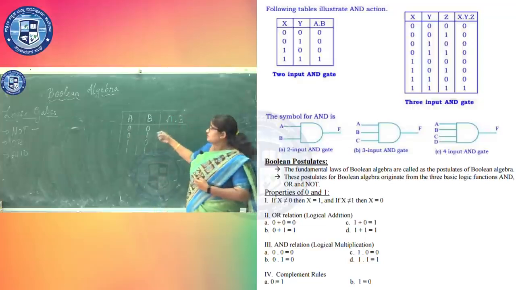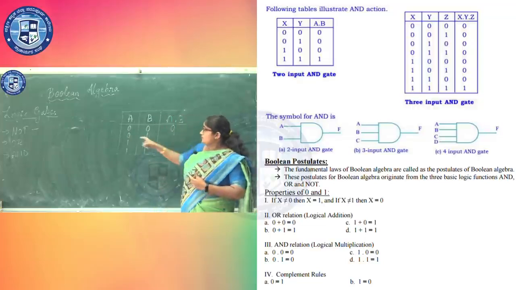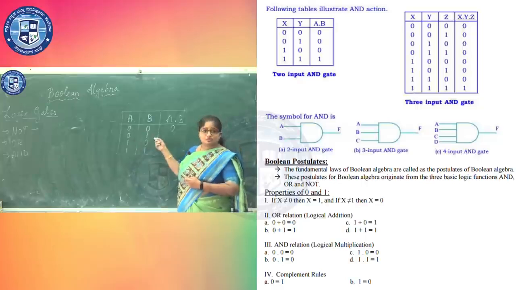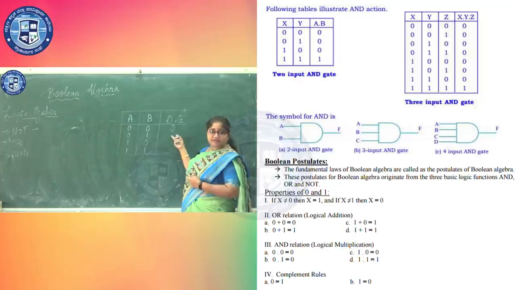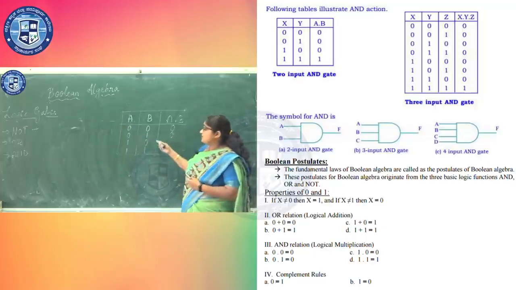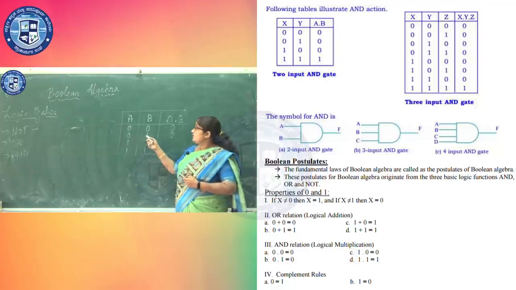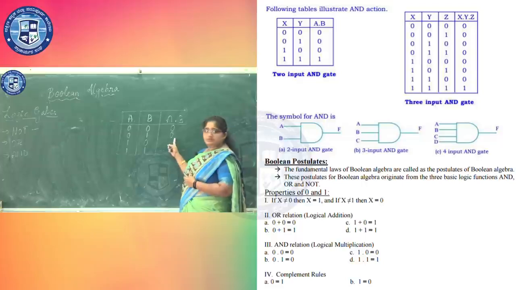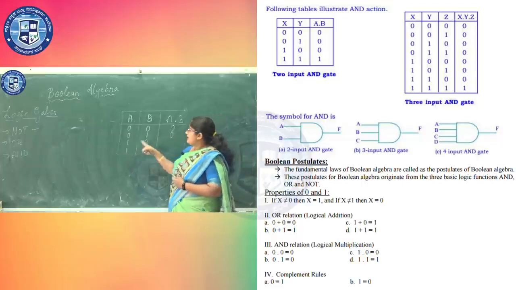0 and 0 means 0, 0 and 1. I want both the values to be true, only then the value will become true. So if one is 0 here, then I will have to have it 0. We can also remember it like this: 0 into 1. When we multiply 0 and 1, the value will be 0.